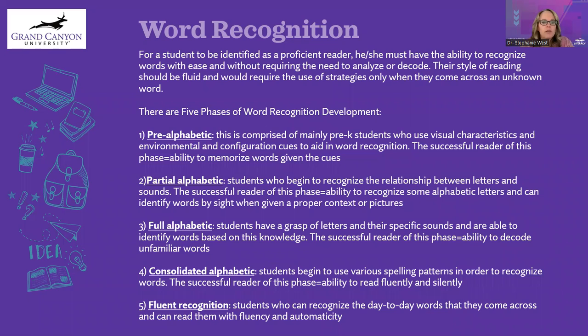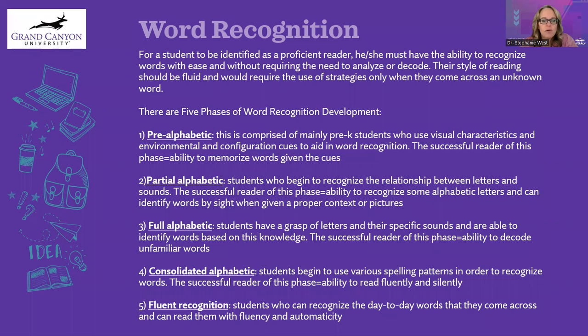And then the partial alphabetic is students who begin to recognize the relationship between letters and sounds. The successful reader of this phase has the ability to recognize some alphabetic letters and can identify words by sight when given a proper context or pictures. And so the kids start to memorize those words by sight, those ones that we do over and over. They may not know all the sounds yet or all the alphabet, but they've got at least half of it down. And then we move into the full alphabetic.